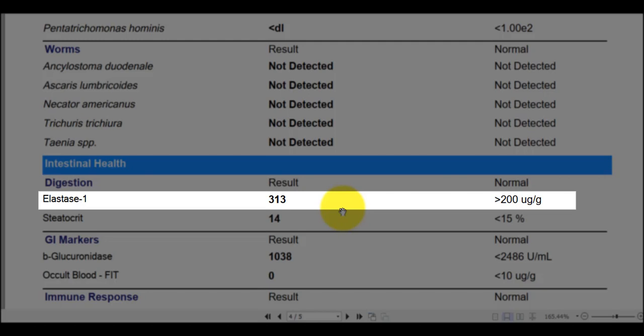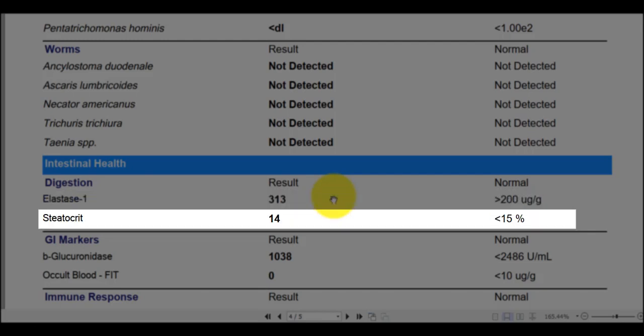And even though elastase 1 is within the normal lab reference range listed on the right, an optimal level would be greater than 500 micrograms per gram. And here you can see it's 313. Steatocrit is just barely within the lab reference range as it's on the high side at 14. So I would still suspect that there might be some fat malabsorption present.